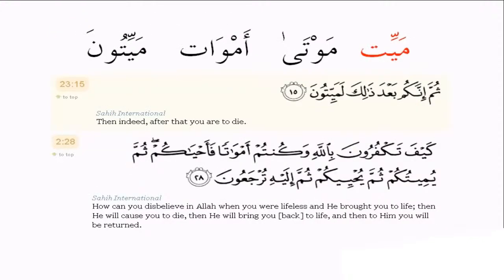Now, if you remember in the last lesson, we spoke about the difference between these three plurals, Mauta, Amwat, and Mayyitun, or Mayyitin in the Nasb and Jar. So you notice this is Jam'u Salim here. So you wouldn't be surprised to know that this is used for an action, the action of dying, to die. So the verse says, ثُمَّ إِنَّكُمْ بَعْدَ ذَلِكَ لَمَيِّتُونَ, and indeed after that you are to die. You will go through this process. So here it's talking about the action.